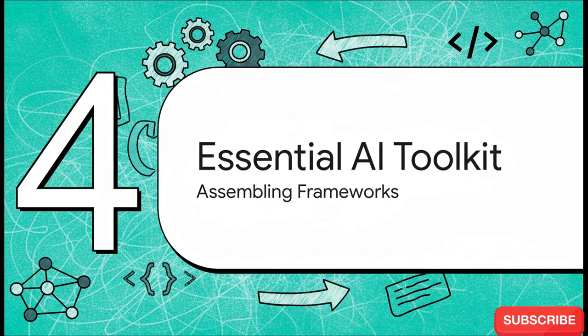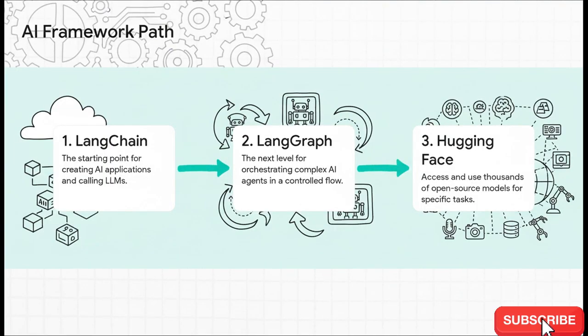Okay, so you get how LLMs work, but how do you actually build complex stuff with them, like AI agents that can do things on their own? Well, that's where the frameworks come in. This is your essential toolkit. If I were starting today, this is the path I would take. Start with LangChain. It's the perfect entry point for quickly whipping up AI apps. Once you get that down, level up to LangGraph. It gives you way more control for building complex, multi-step AI agents. And all along the way, you should be playing with Hugging Face. Think of it as a massive library full of specialized, pre-trained models for just about any task you can imagine.